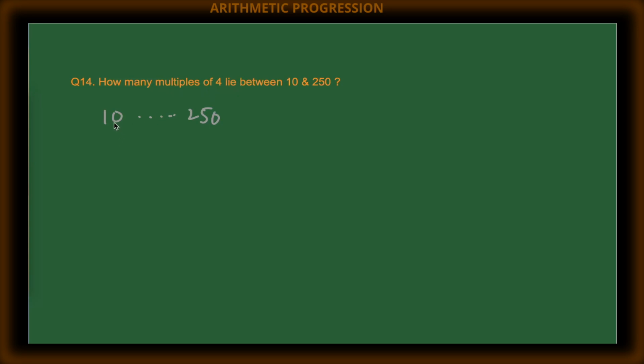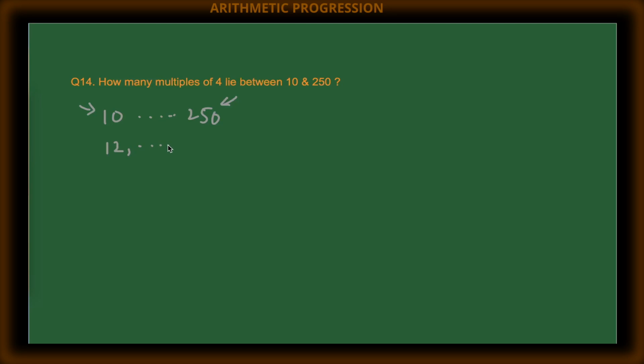So is 10 a multiple of 4? No. So in this, it says this is my starting point and this is my ending point. Within this, find the multiples of 4. So is 10 a multiple? No. 11, no. 12. So the starting point is 12.